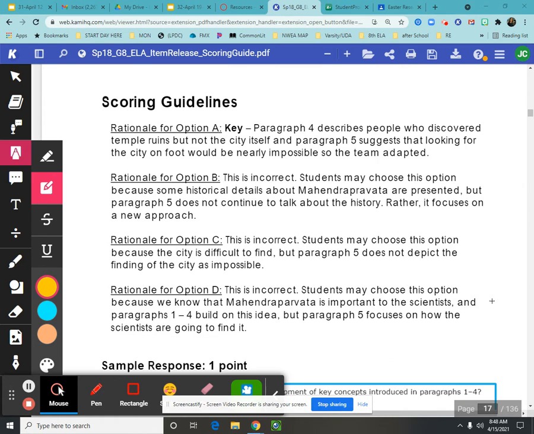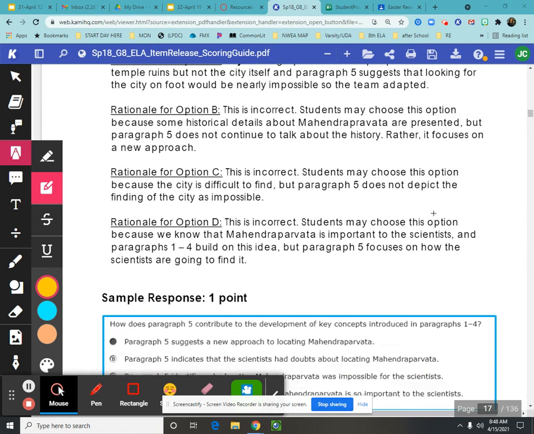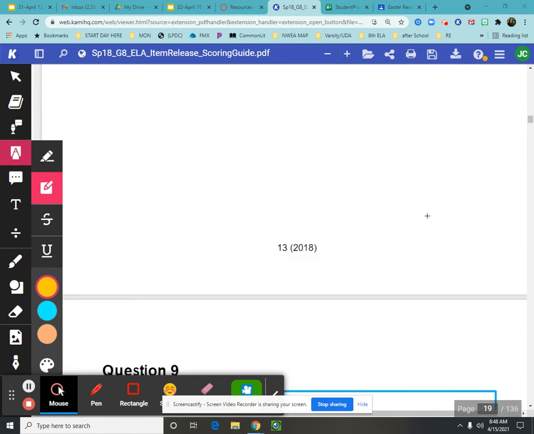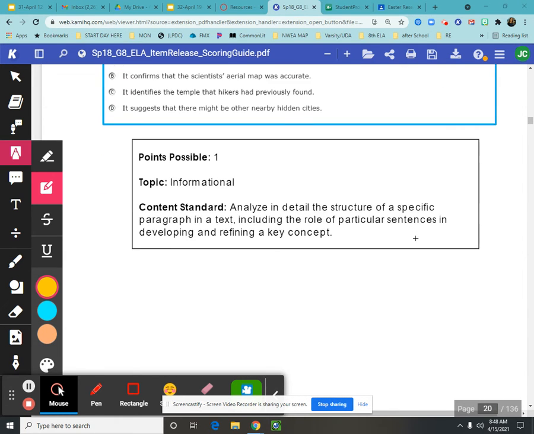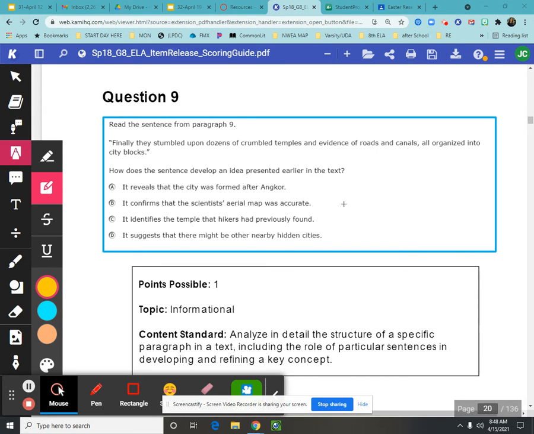So if you got it wrong, please read your rationale. So paragraph 4 does describe people who discovered the temple ruins, but not the city itself. And paragraph 5 suggests that looking for the city on foot would be nearly impossible, so the team adapted. So if you missed that one, make sure you read your rationale. Scrolling to the next one.